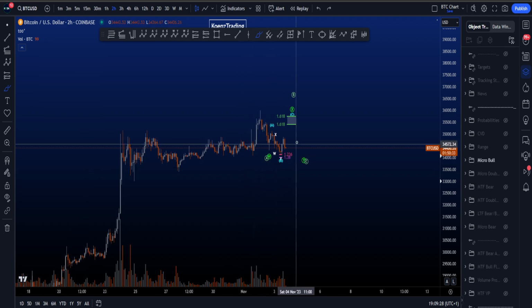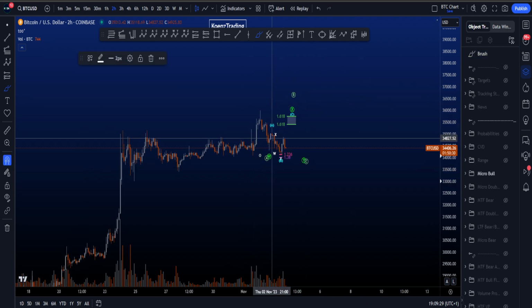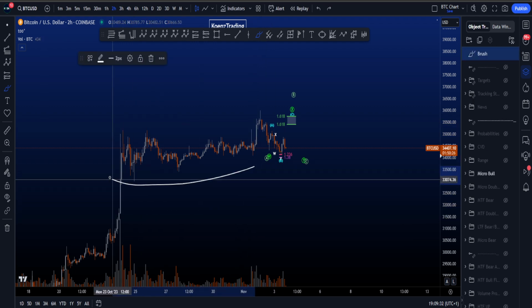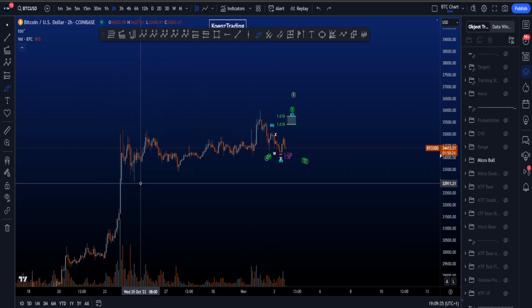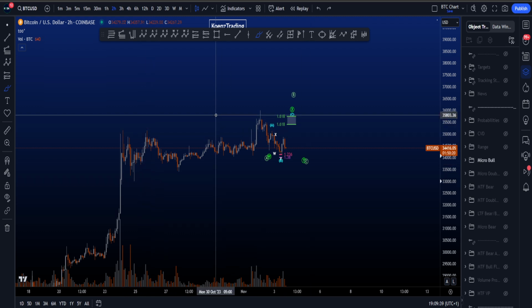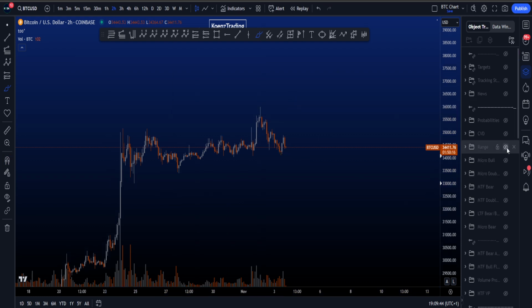Also, a higher degree wave 4 tends to finish around the lower degree wave 4, which is basically inside this range, which is basically between 32.9k and 35k. So that is going to be a very, very important range, maybe for the upcoming week as well.